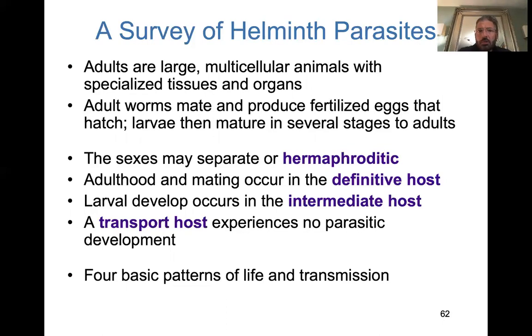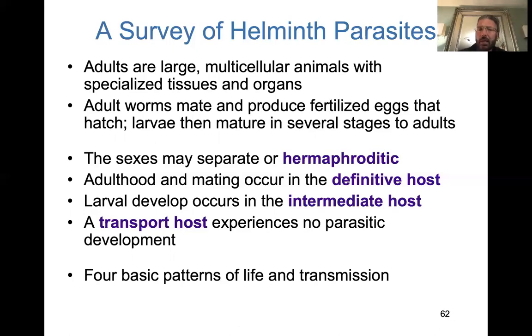So adult worms mate and produce fertilized eggs that hatch. Larvae then mature in several stages to adults. So the adult worms are mating and producing fertilized eggs in your GI tract, all right? And then they produce larvae. But sometimes these larvae can leave the digestive tract. They get into your capillary beds. They'll literally go to your lungs, right? Then you cough them up, either spit them out or swallow them, and they just start the whole process all over.